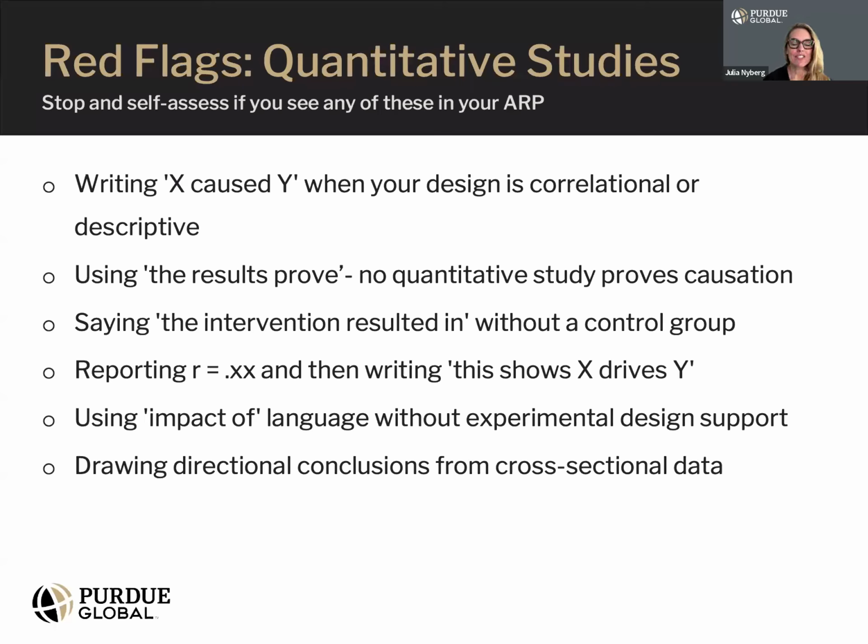These are 6 flags that we flag in quantitative studies. Stop and assess if you have these in your applied research project, if you have a quantitative design. One of the most common: X caused Y in a correlational study. Correlation shows association, not direction, not causation.